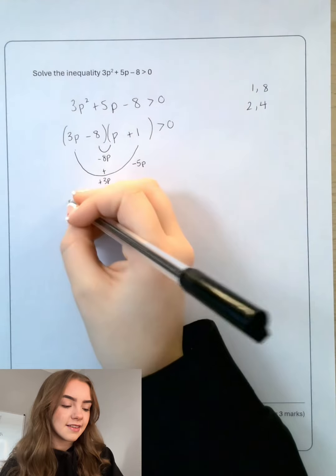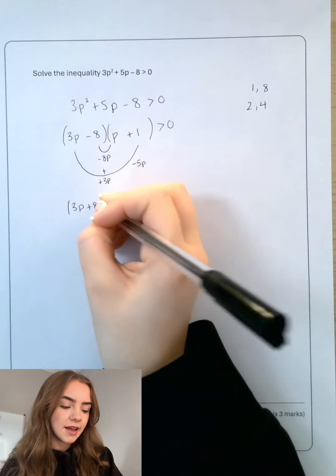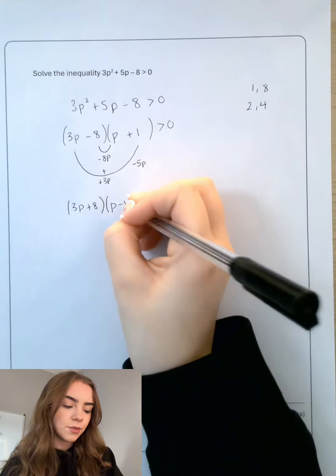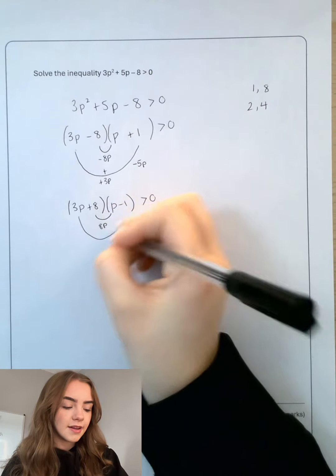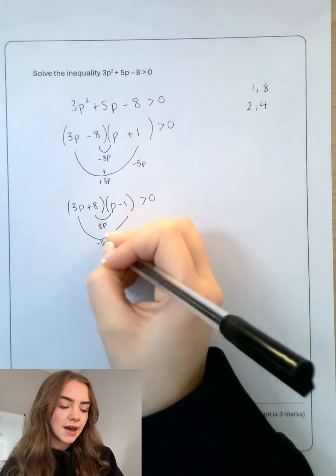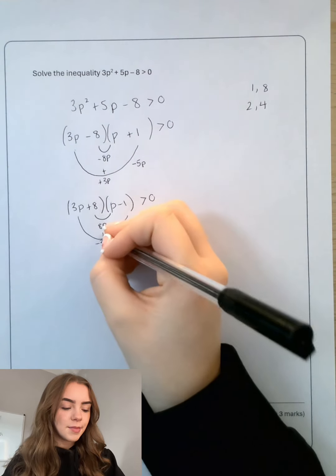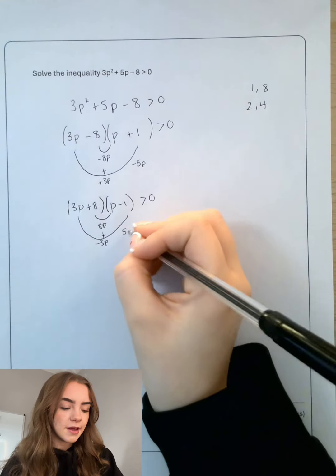So factorising this, it must be 3p plus 8 in one bracket and p minus 1 in the other bracket. Double checking this, 8 times p is 8p and 3p times minus 1 is minus 3p. In total, 8p plus minus 3p will be 5p.